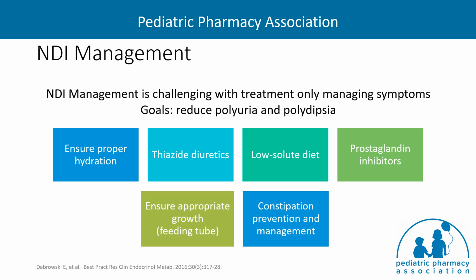Initial treatment of nephrogenic DI with a thiazide and a low solute diet decreased urine output by as much as 70%. Further urine output reduction can be achieved with protein restriction. However, this often results in poor growth and poor compliance.